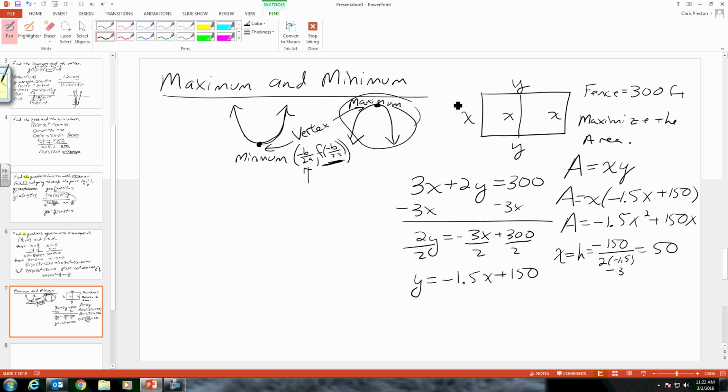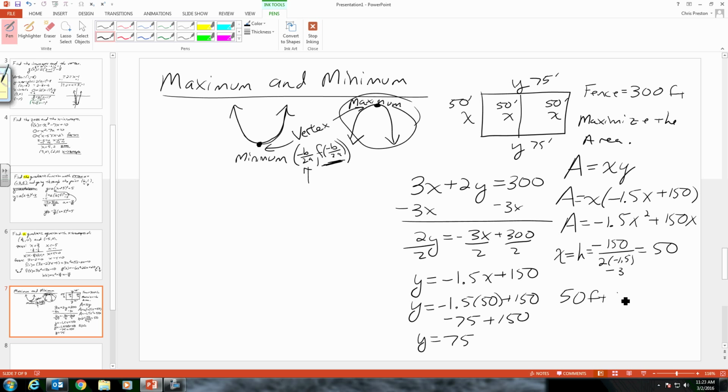So this side is 50, this side is 50, this side is 50. 50 feet, 50 feet, 50 feet. So then the question is, well, what are these other sides? And what I can do is take that and plug it into my formula for y. Let's take negative 1.5 times 50 and add that to 150. So what's that? It's going to be negative 75 plus 150. So 75 feet. So this side's 75 feet, and this side's 75 feet. So what dimensions would give us the maximum area? 50 feet by 75 feet. That would be the maximum area.